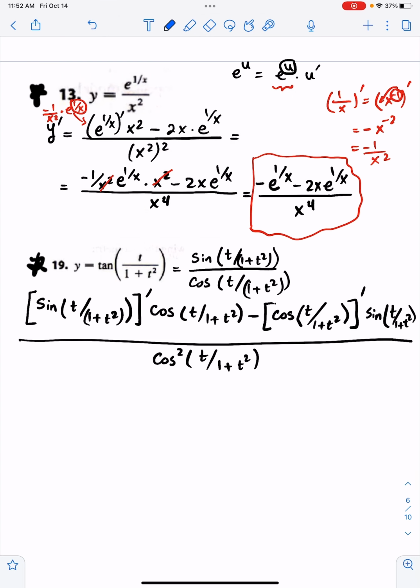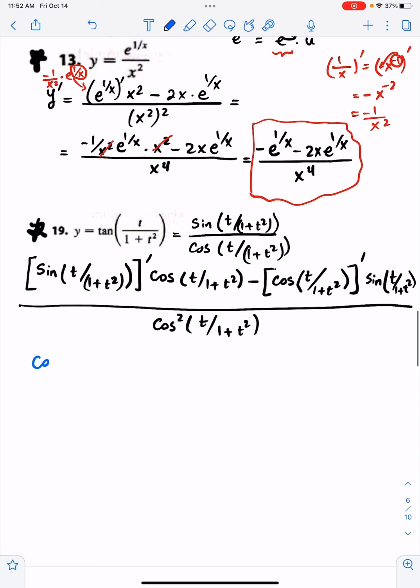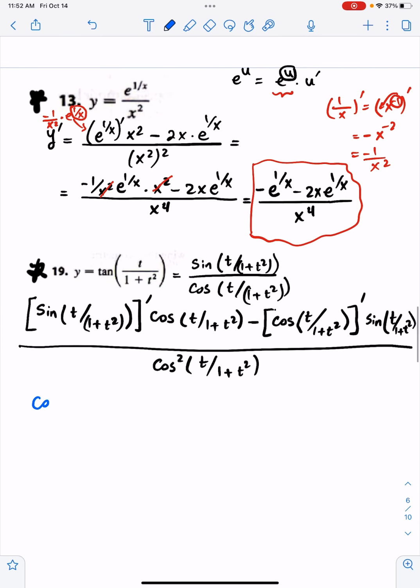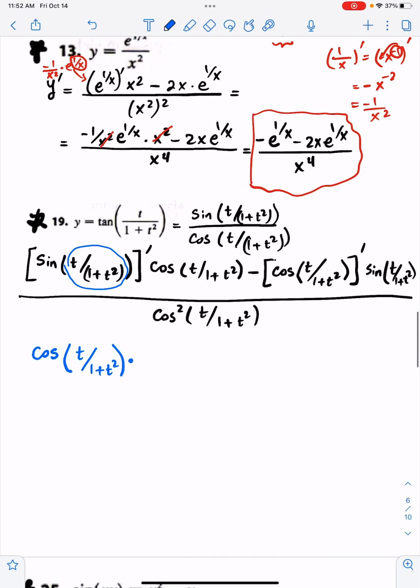Derivative of the numerator, derivative of sine, is cosine. Cosine of t over 1 plus t squared. So that's the outside function of sine. Now multiply by derivative of inside, derivative of t over 1 plus t squared. That itself, I know math needs patience.